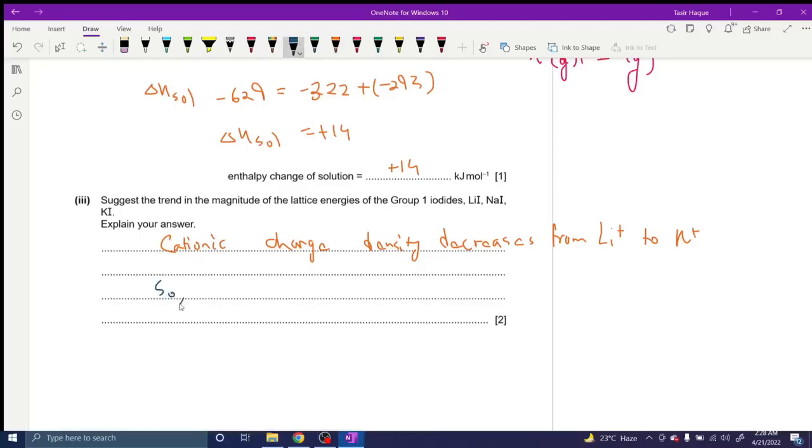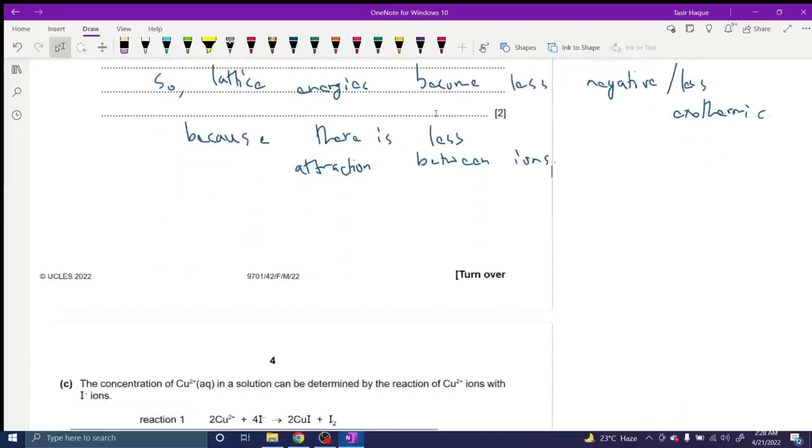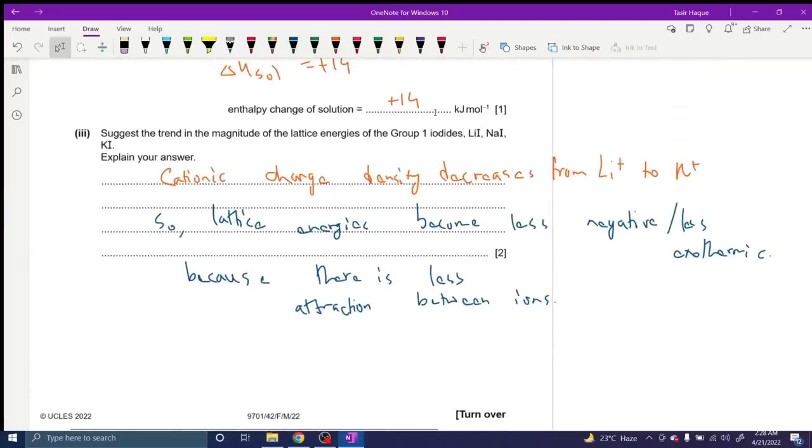Now what happens? So lattice enthalpies become less negative, or less exothermic. You had to say this as well, because there is less attraction between ions. Okay, that's all. Every point had to be included.